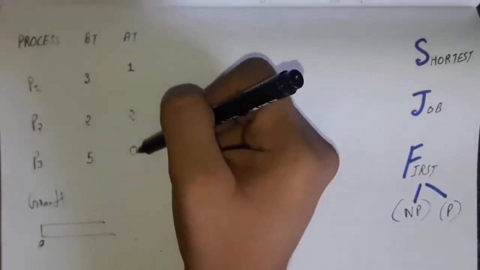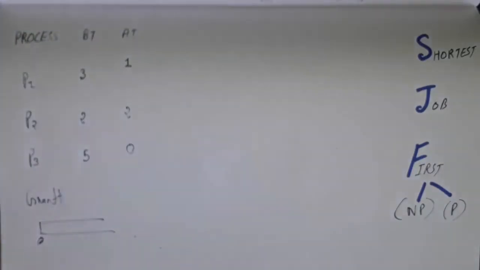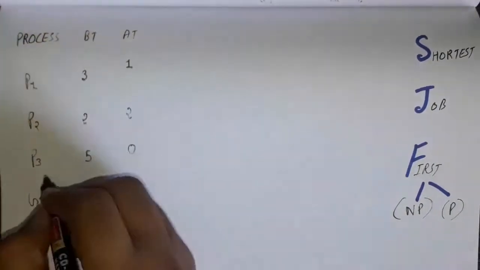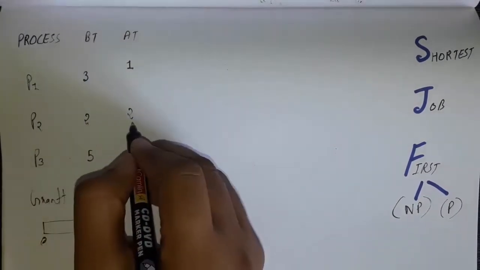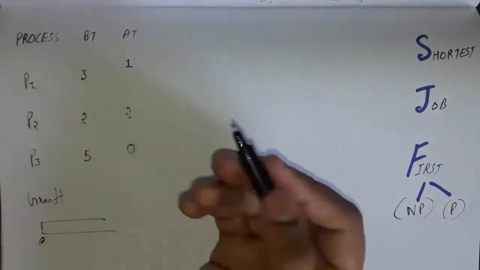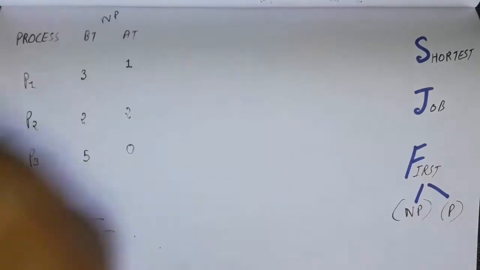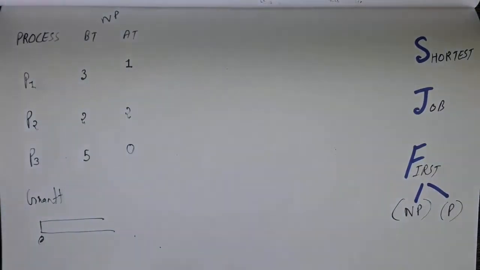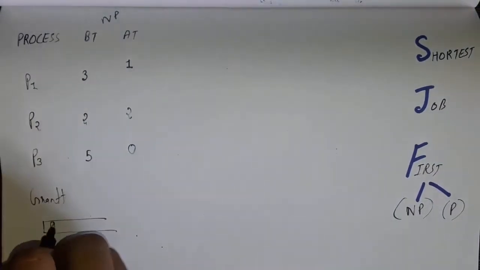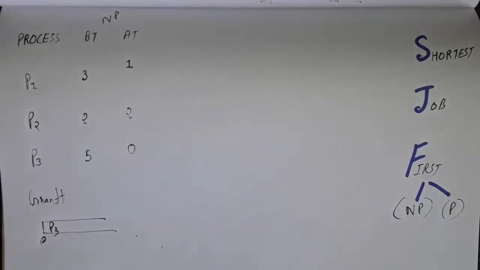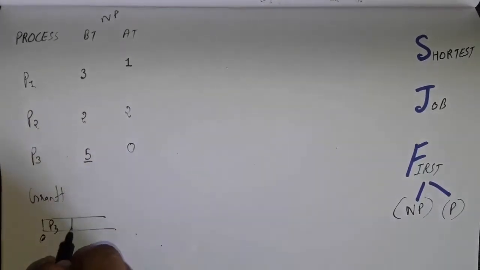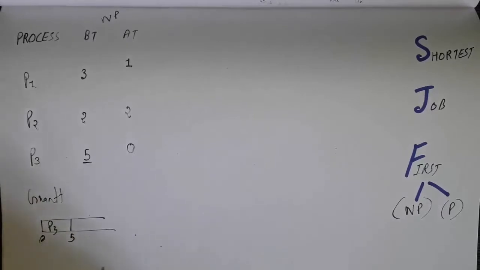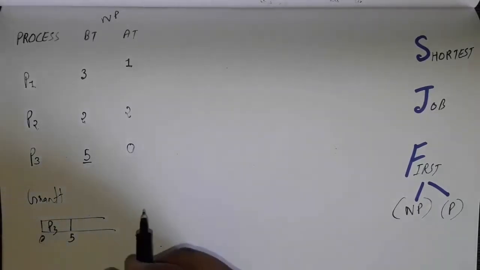So we have to write P3 because you can see the arrival time of P3 is 0, and P2 is smaller but it arrived at 2. Because this is the non-preemptive method, once the job is started, it should be completed. So first we write P3 because it arrived at time 0, and its burst time is 5 milliseconds, so write 5. So from 0 to 5, the P3 process is taken.